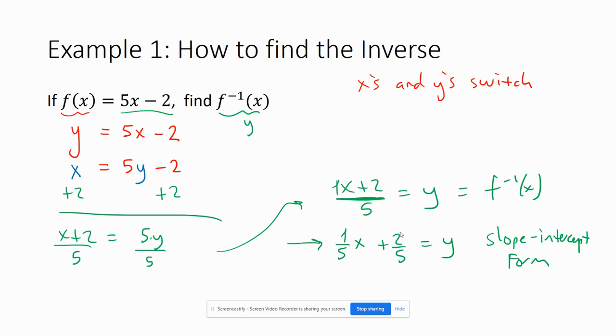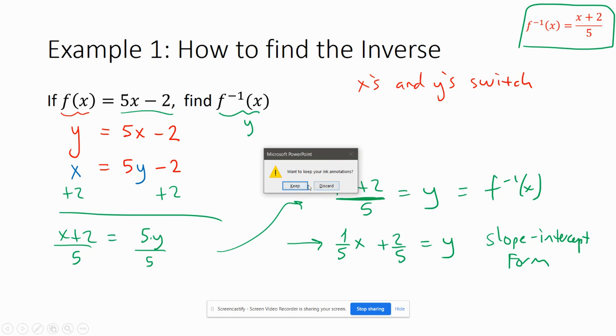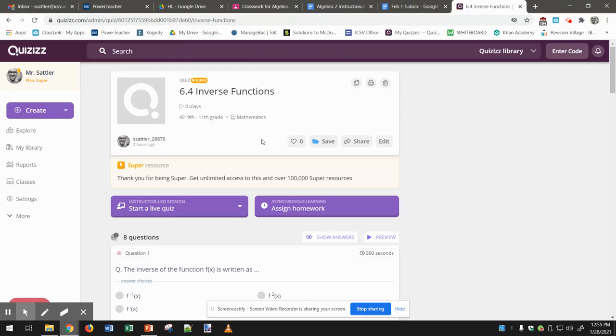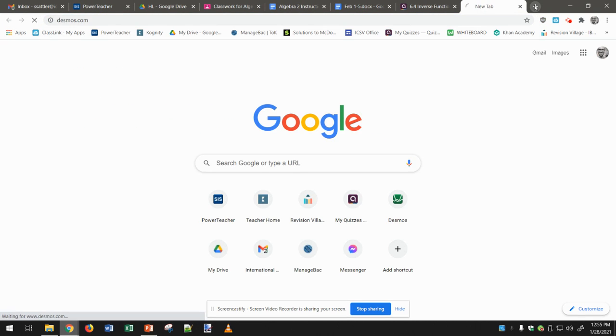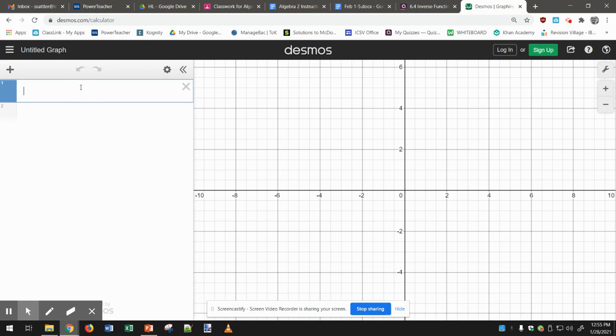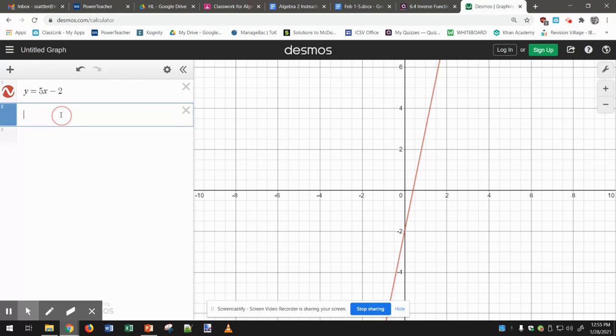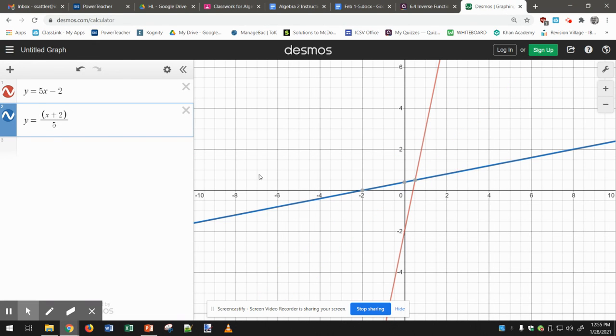Okay, another example of how to find the inverse. I see right here, I just left it in this other form, (x plus 2) over 5. So we could go to Desmos and type these in, actually. 5x minus 2 and (x plus 2) over 5. I'm going to pull up my Desmos calculator, so you can see the symmetry that I'm talking about again, and that it is, in fact, the inverse. y equals 5x minus 2. y equals (x plus 2) over 5. And you can do this on your own, too.